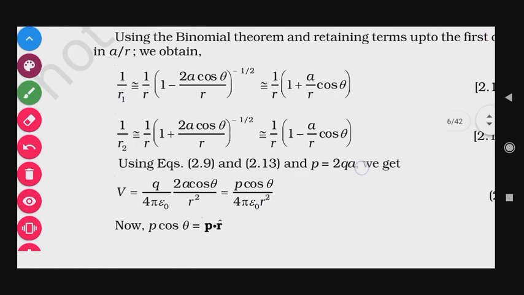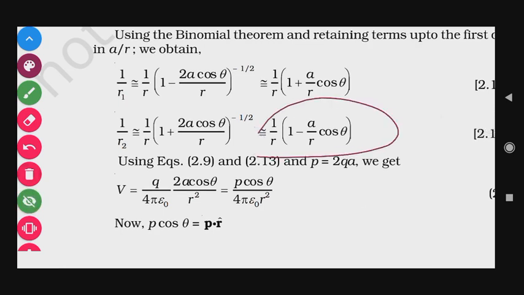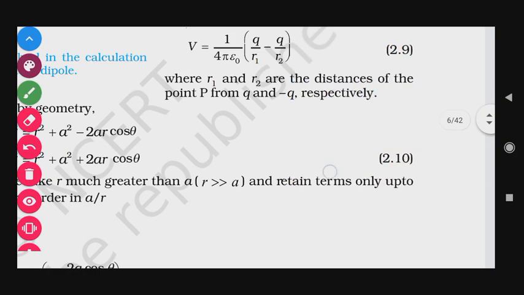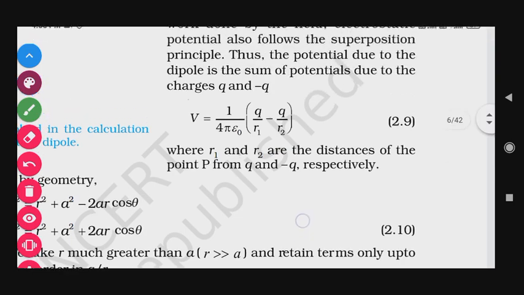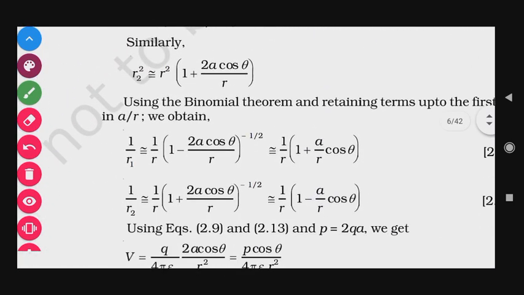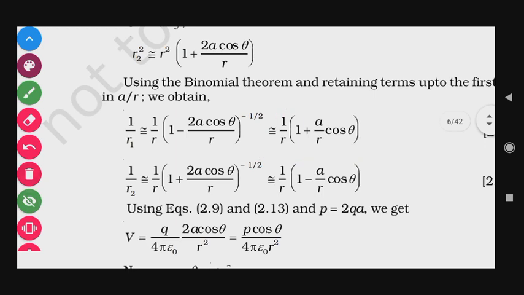Now, next thing is, similarly we'll do it here, and we'll get 1 upon r2 is equal to 1 upon r, 1 minus a by r cos theta. This is just the mathematics that you have to deal with. So now we have got 1 by r1, we got 1 by r2, and we had that equation. So I'm going to put those two values in equation 2.9. You can see there is a subtraction in there.